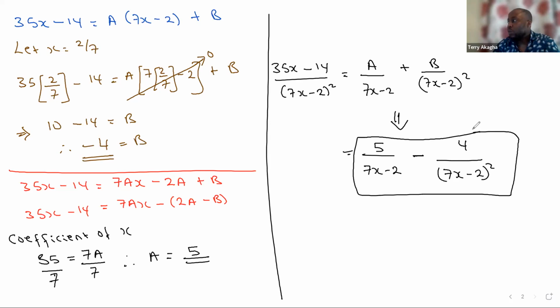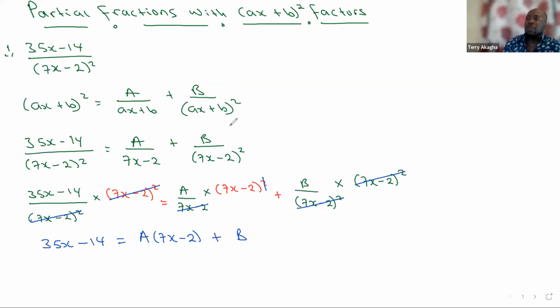So what I'm going to do is I'm going to solve maybe one more example in the next video on this. Then I'm now going to go to the one that has ax plus b raised to the power 3. So in conclusion, what I said, the same thing. If it's an ax plus b raised to the power 2 factor, it's going to be ax plus b raised to the power 2.